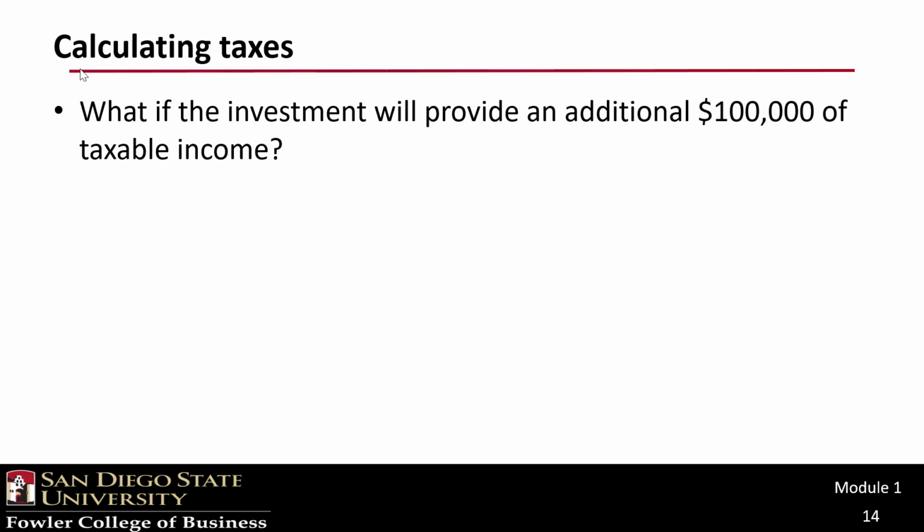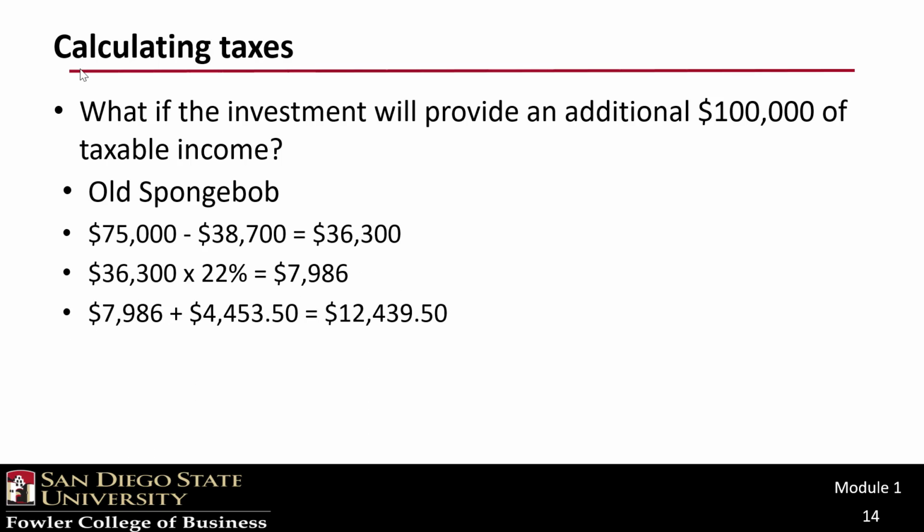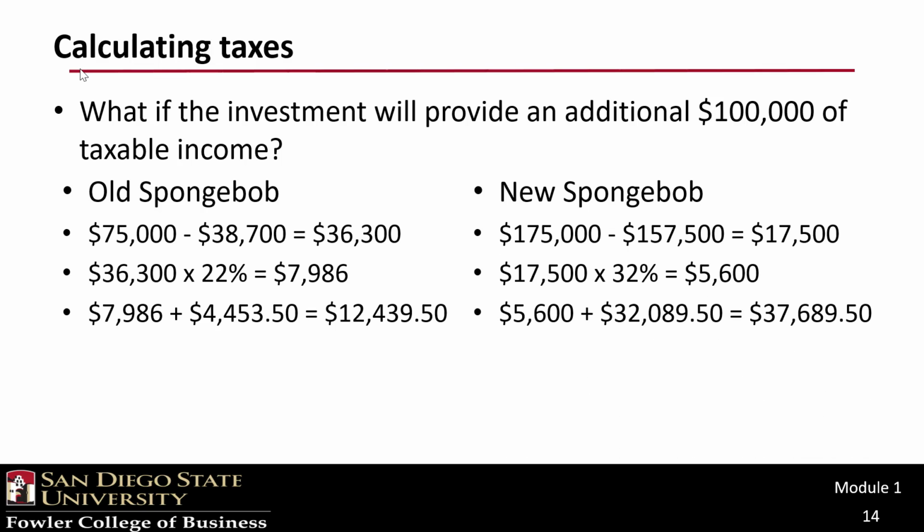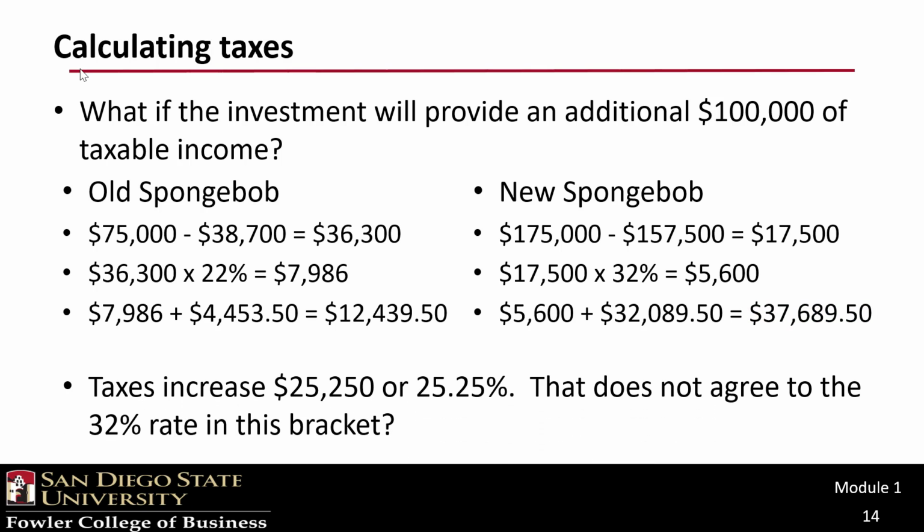But what if the investment's going to provide an additional $100,000 of taxable income? All right, well, here's old SpongeBob. We certainly are getting used to this calculation by now. Here's new SpongeBob. He now makes $175,000. If you look at your table pack, you'll see that now he's into the next bracket. So his threshold is $157,500. We're going to multiply that excess by 32%. And we get SpongeBob's tax as $37,689.50. That is an increase of $25,250.